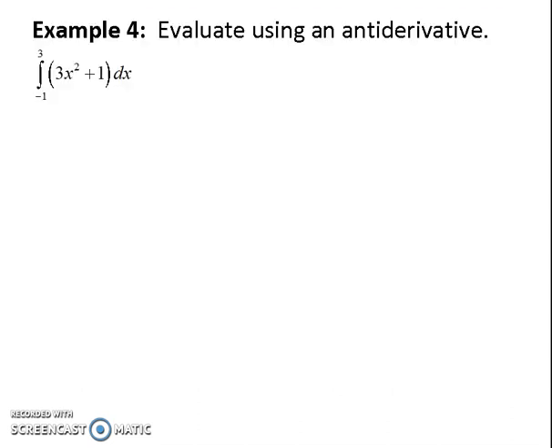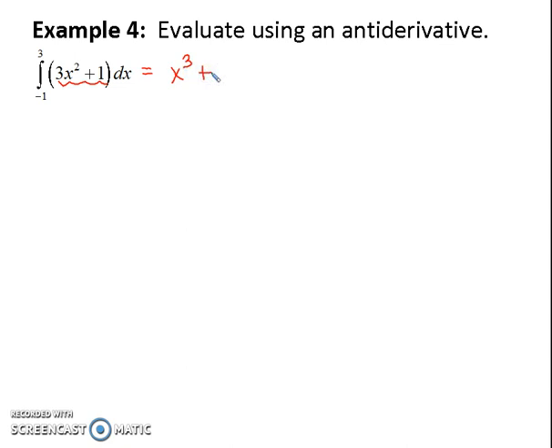So, for example, I want to evaluate using an antiderivative the integral from negative 1 to 3 of 3x squared plus 1 dx. So this is just a basic one to help us understand what's going on here. The first thing that I would do is take what's inside of here and figure out what that is the derivative of. So x squared would have come from x to the third. For the coefficient in front, old coefficient divided by new exponent, 3 divided by 3, gives me a 1. So 3x squared is the derivative of x cubed.